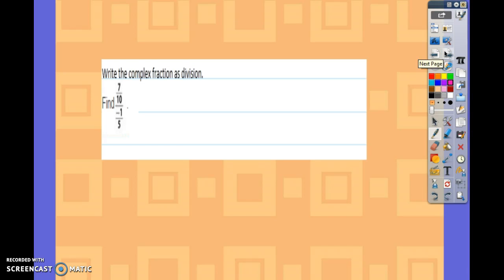Let's write the complex fraction as division: 7 over 10 over negative 1 over 5. Remember, the fraction bar is division, so we're going to write 7 over 10 divided by a negative 1 over 5. Remember, we are going to be dividing our fractions. So we're going to keep, change, flip. The first fraction we will keep the same, 7 over 10. The division sign will be changed to multiplication. And the second fraction will be flipped to its reciprocal. Negative 1 over 5 becomes negative 5 over 1.